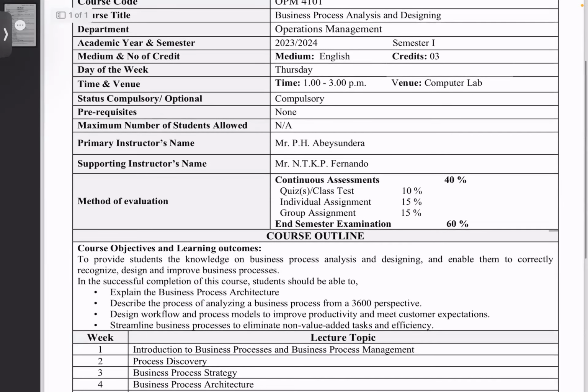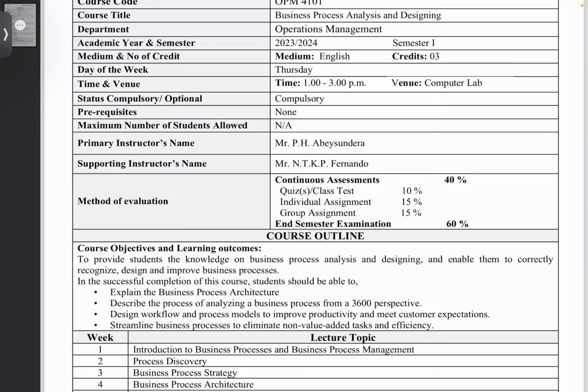For the continuous evaluation, we have allocated 40 marks. Out of that 40 marks, either 2 individual quizzes or 1 class test will be given. Usually when I'm doing quizzes, one quiz will be an announced quiz and the other one will be an unannounced quiz. Or else we would be having a class test, something like a mid-semester examination.